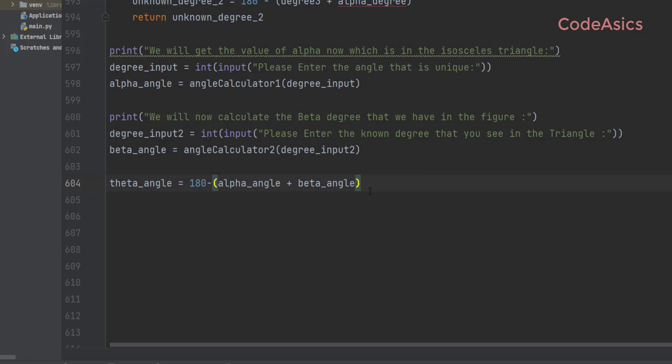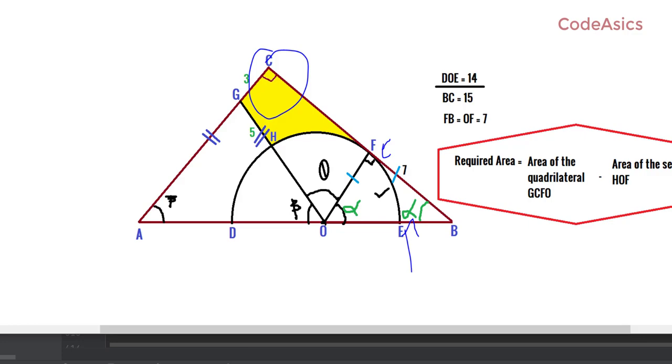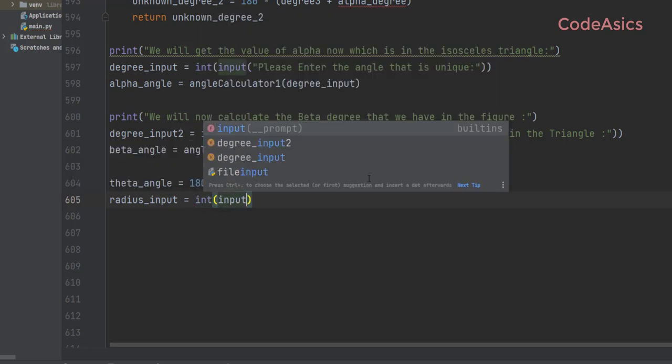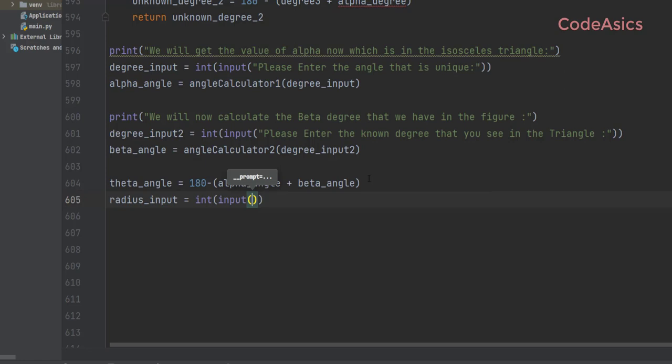Now we need to get the radius of the circle. All this information is there in the figure. So I will simply say radius input is equal to int. That would mean in this program we could run this application for any given circle, right? So please enter the radius of the circle. So radius is got. Now we need to get the sector area.